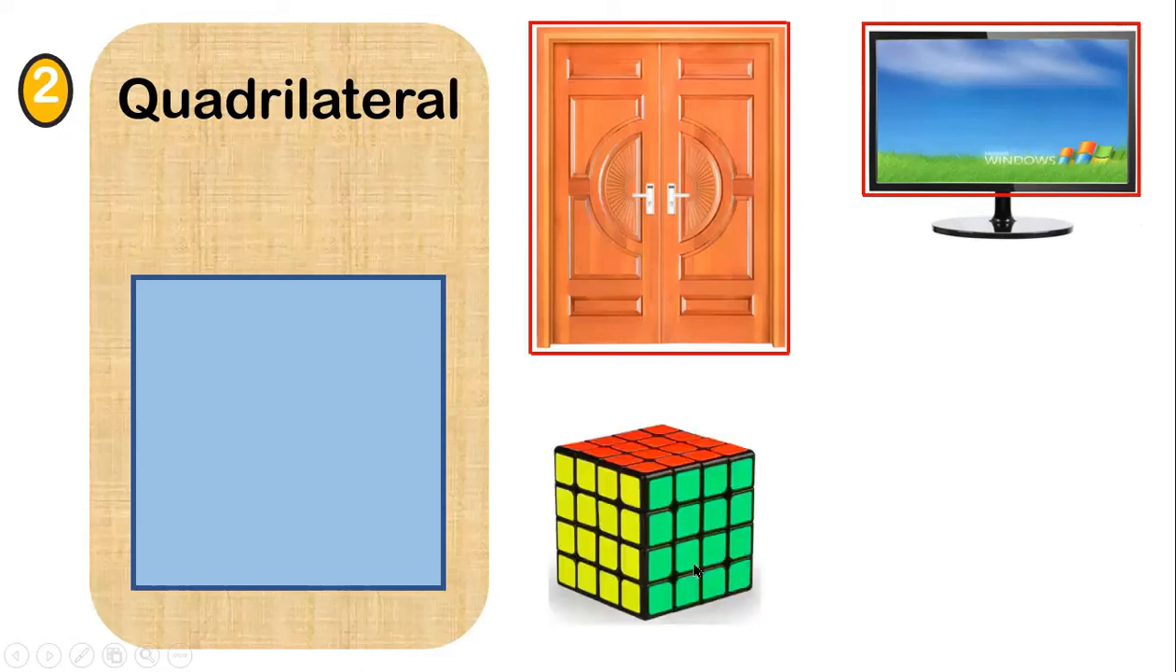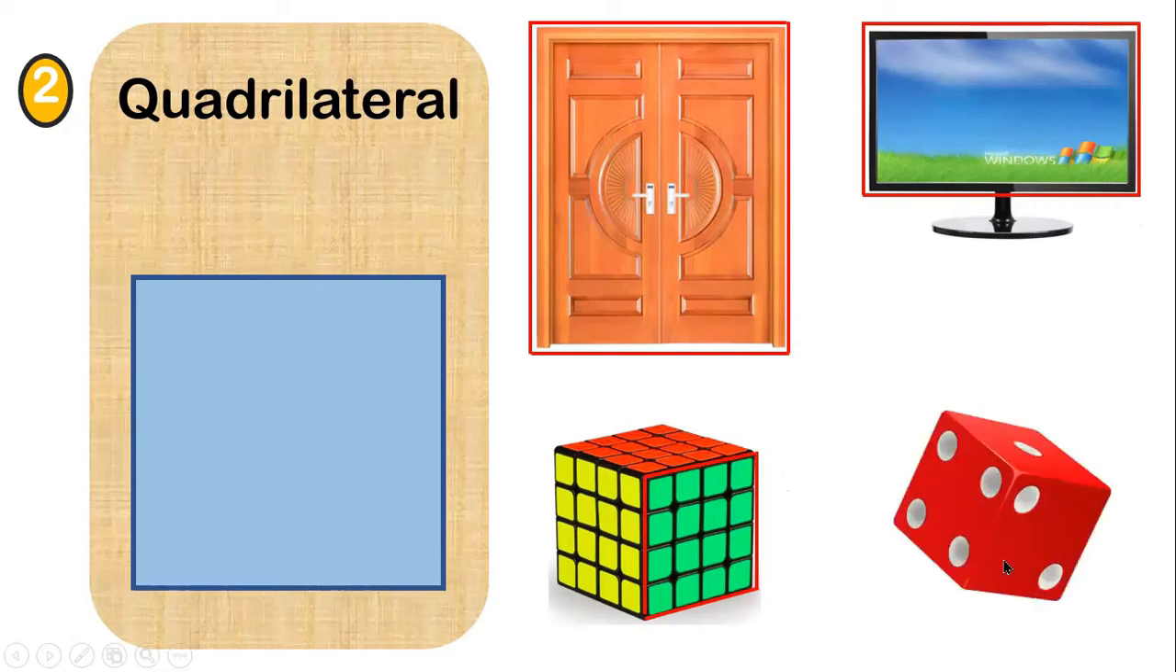Okay, look at this. Even here we can see a quadrilateral. Even this side there is a quadrilateral, even on top. Okay, look at this. We also can see a quadrilateral, 4 sides. Okay, so this is called a quadrilateral. It has got 4 sides.